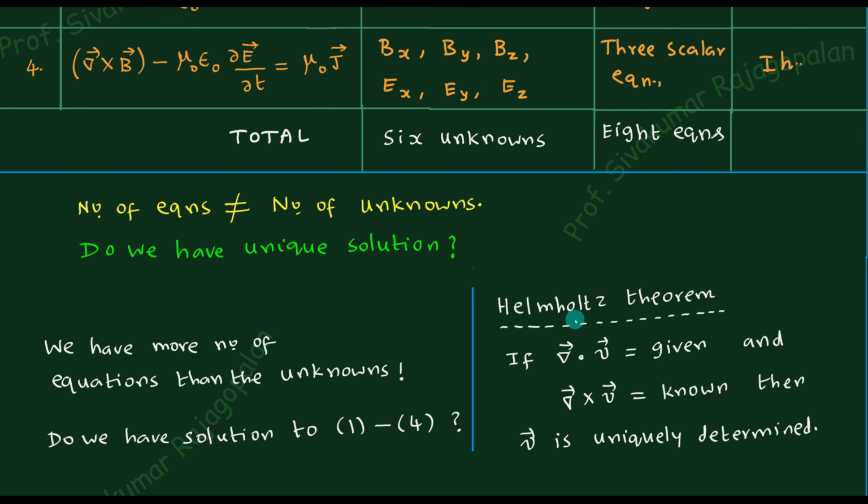It is also called a decomposition theorem because there are two quantities, right? One is divergence and another is curl. One of them gives the longitudinal component of the vector v, and the other gives the transverse component of the vector. That means the unknown vector v can be decomposed into a transverse component and a longitudinal component, and both of them are perpendicular to each other. So once you determine two components perpendicular to each other, we say that the vector itself is uniquely determined.